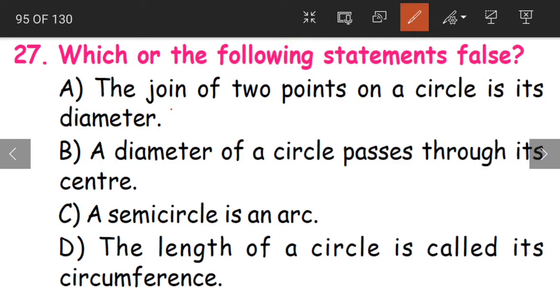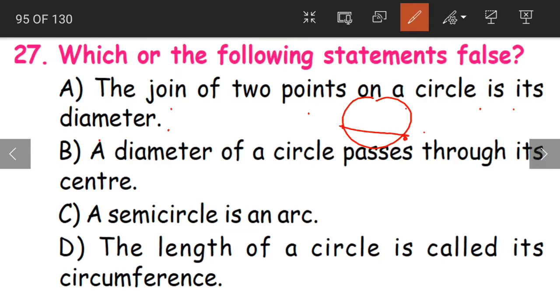Question 27. Which of the following statements are false? Statement A, we are given a few statements here, yes. From these statements we have to find out the ones that are false. Statement A, the joining of 2 points of a circle is called its diameter. Yes, when we join, is this a diameter, children? The joining of 2 points of a circle.